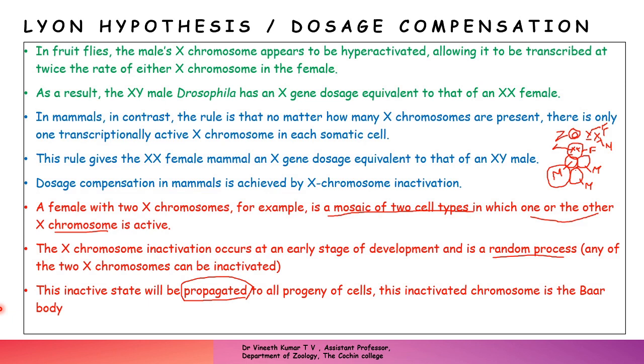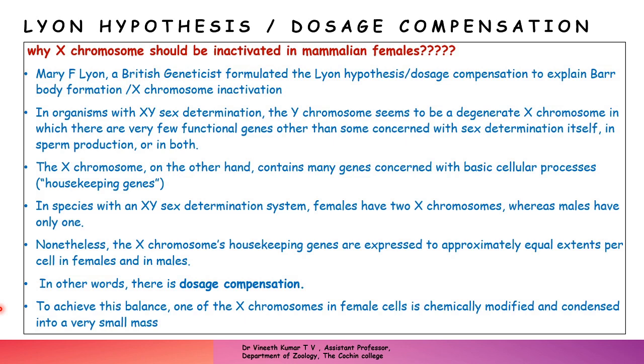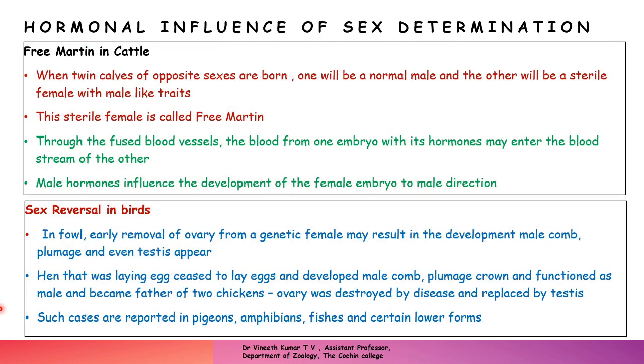With this, we come to the end of this discussion. In the next session, we'll be discussing the third type of sex determination, that is, hormonal influence on sex determination.